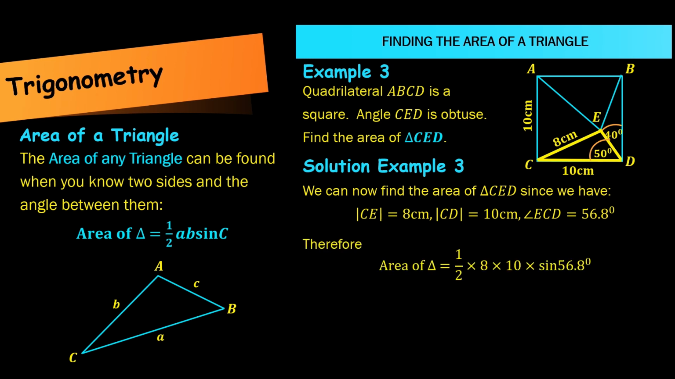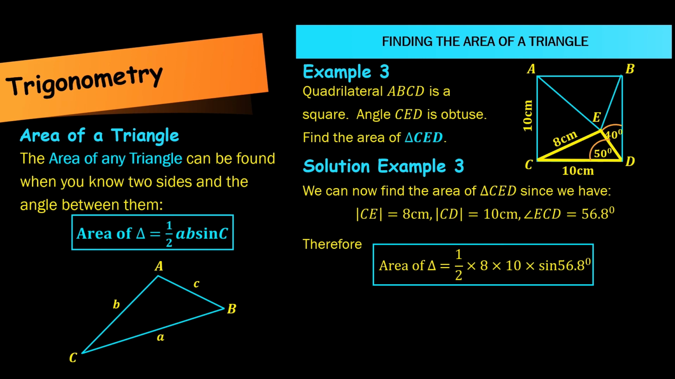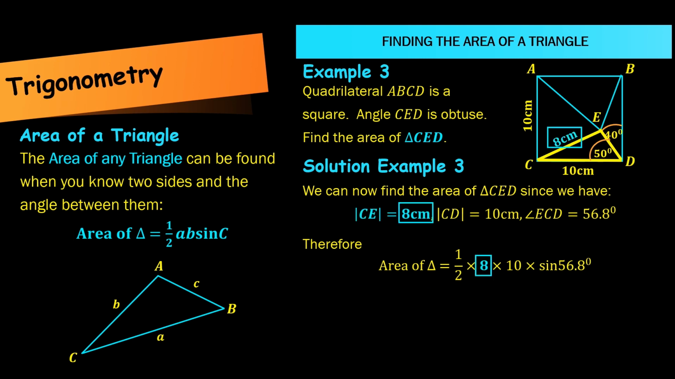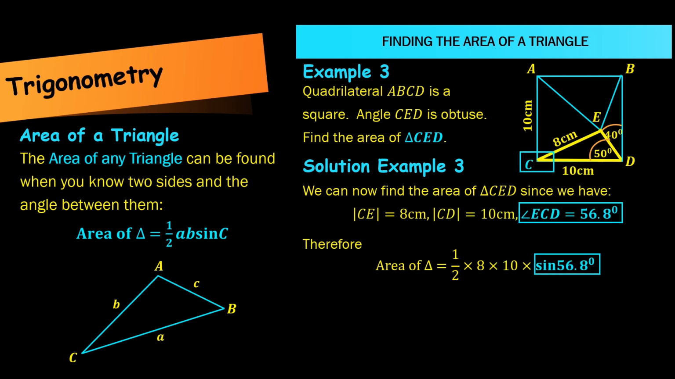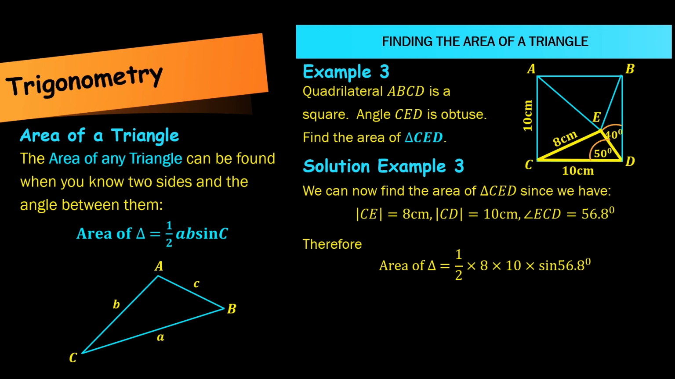So we can now use our formula for the area of a triangle to find the area of triangle CED. Plugging in the values, we have that the area of the triangle equals half times 8 times 10 times sine 56.8 degrees, which equals 33.5 centimeters squared.